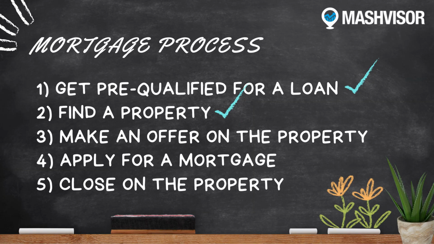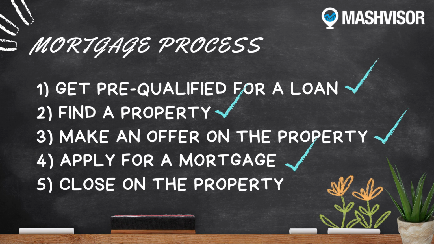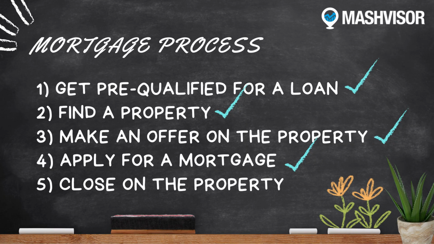Number 3, make an offer on the property. The offer can be up to the full amount of the loan that you have been pre-qualified for. Hopefully, if all goes well, the seller will accept your offer and the sale will move forward. Number 4, apply for a mortgage. After the offer has been accepted, then you'll need to begin the application process for the mortgage. The application process will vary depending on the lender, but an appraisal of the property will also be required in order to determine official value to base the loan upon.